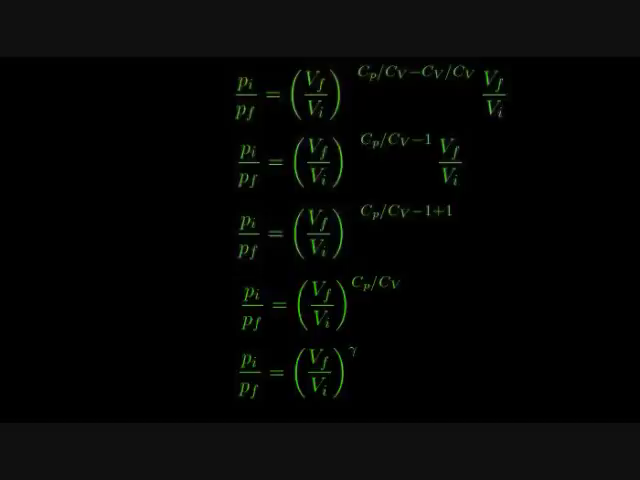And if you define gamma to be the specific heat at constant pressure over the specific heat at constant volume, this is the relationship between the pressure and volume before and after an adiabatic expansion. So the initial pressure divided by the final pressure equals the final volume divided by the initial volume to the gamma power.